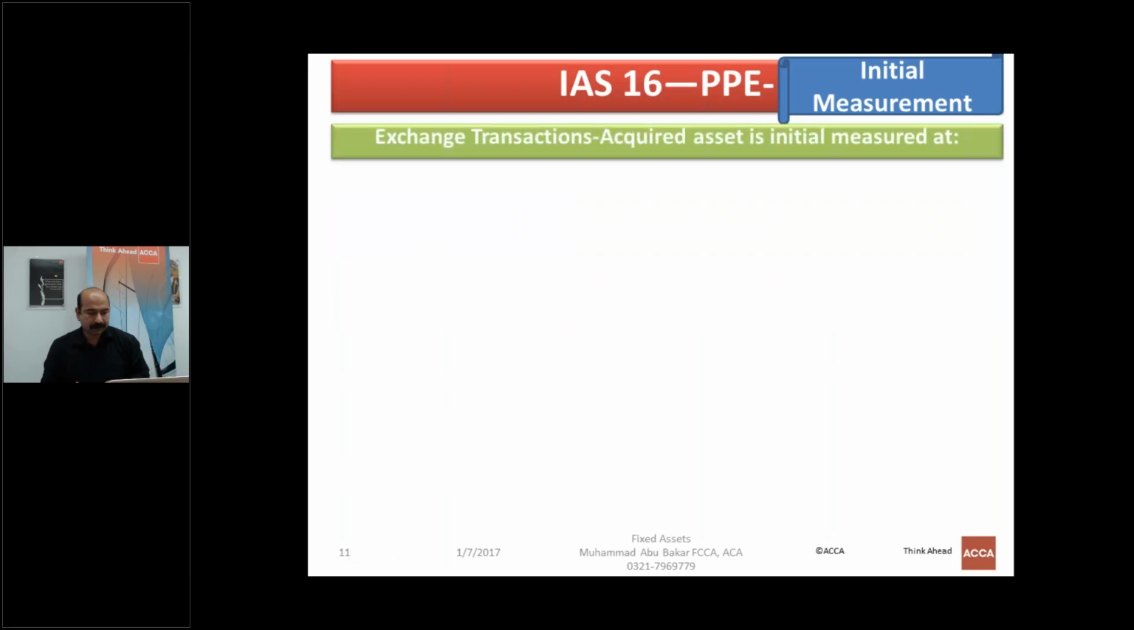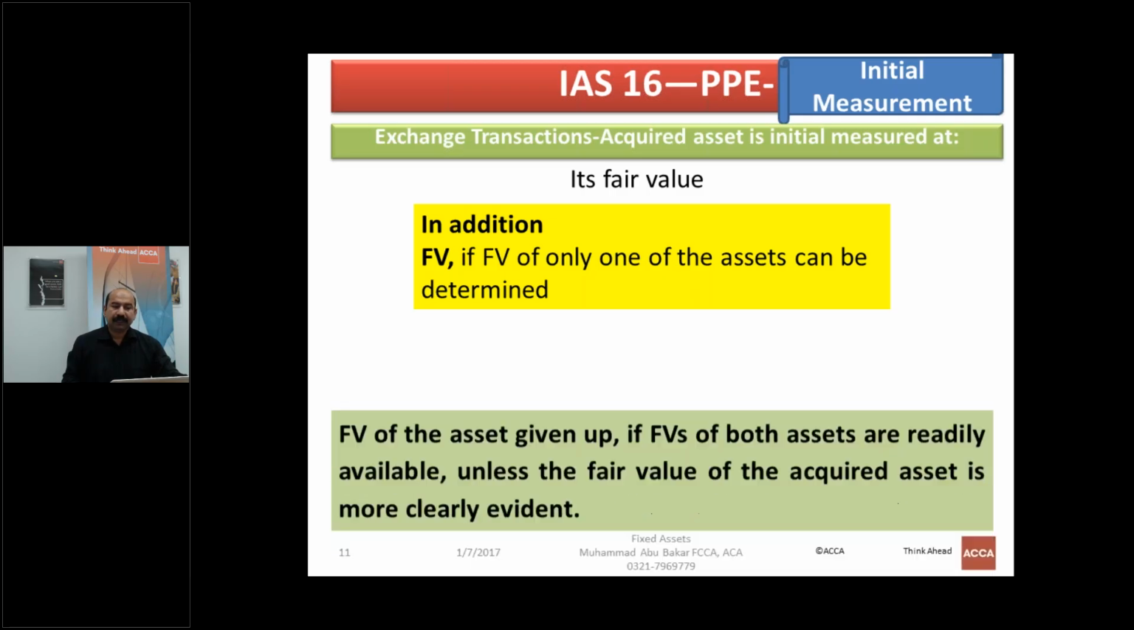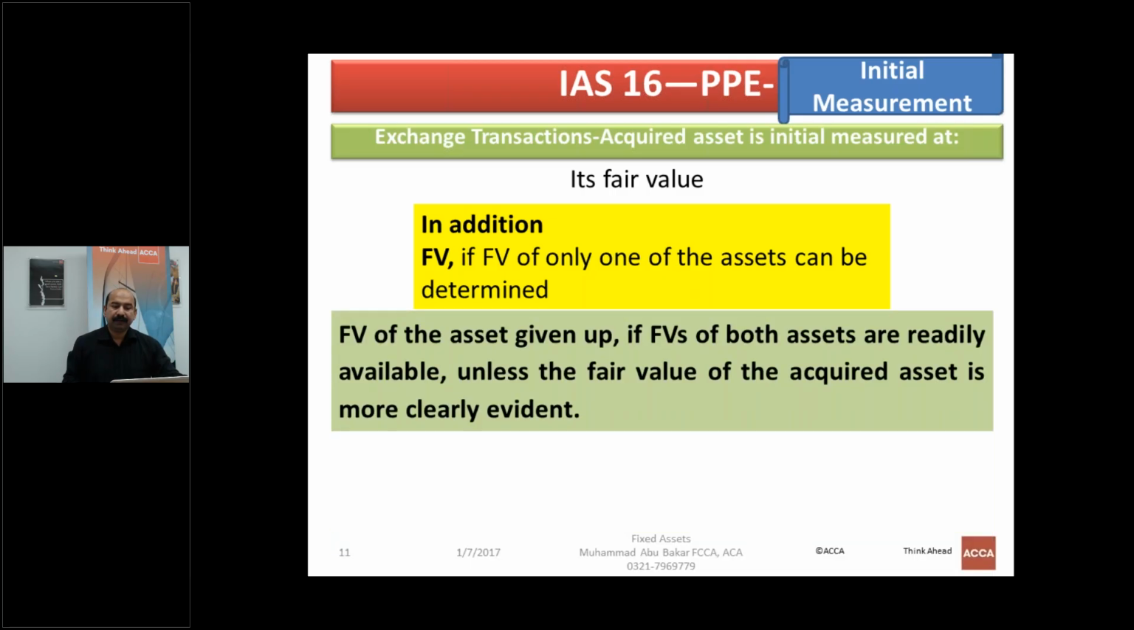Okay, now the next small concept is if you have acquired an asset through exchange. The principle is exchange transaction. The acquired asset is initially measured at its fair value. In addition, if fair value of only one of the assets can be determined, use that. If fair value of both assets is readily available, use the fair value of the asset given up, unless the fair value of the acquired asset is more clearly evident.